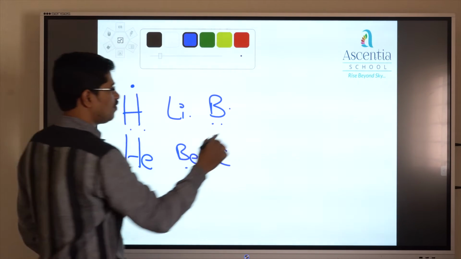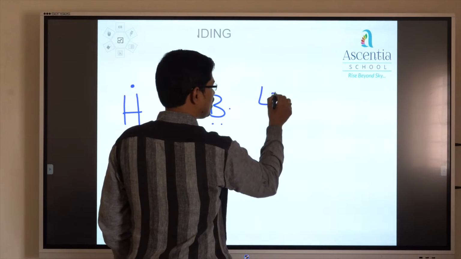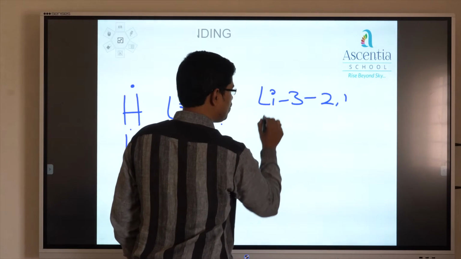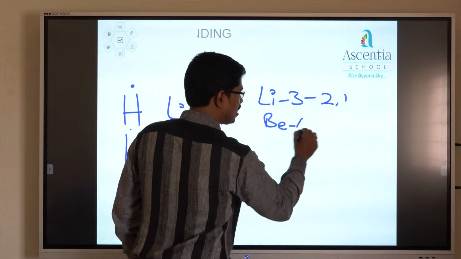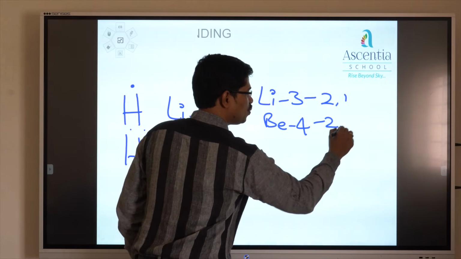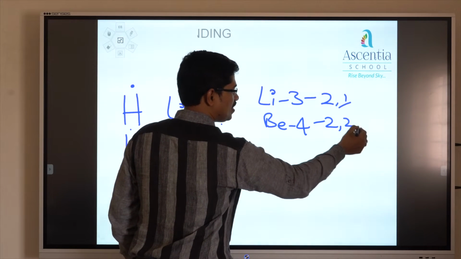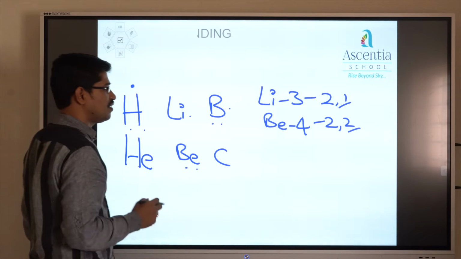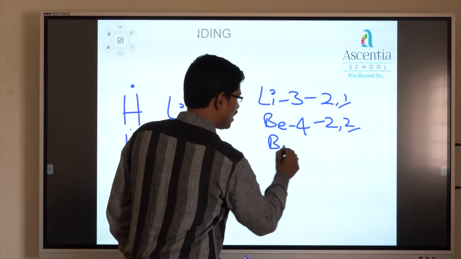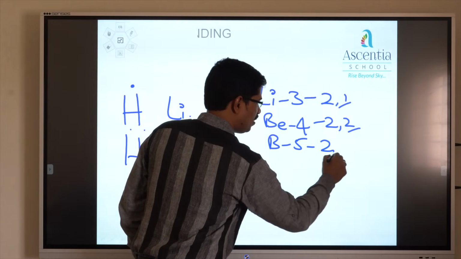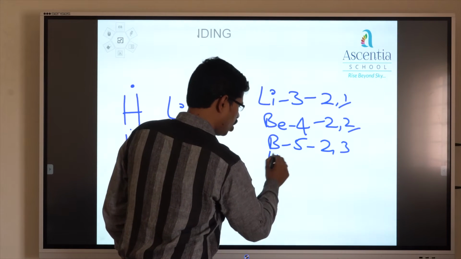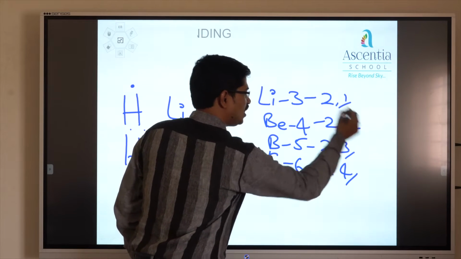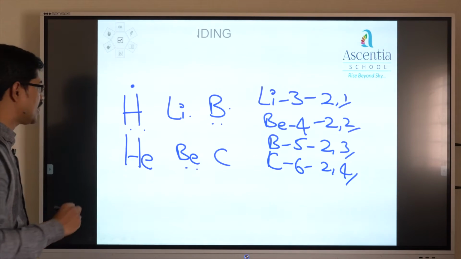If you write the electronic configuration of lithium, the atomic number is 3, electronic configuration is 2, 1. Similarly, beryllium, atomic number is 4, electronic configuration is 2, 2. That means this is a valency shell. In the valency shell, outermost electrons are 1 and 2 in the case of lithium and beryllium. Similarly, boron, atomic number is 5, 2, 3. Carbon, atomic number is 6, 2, 4. So these 4, 3, 2, 1 are called valency electrons.